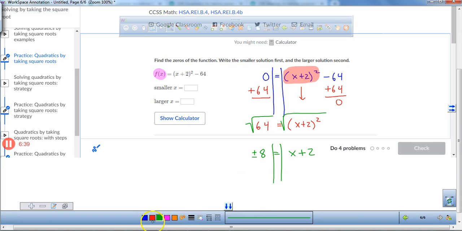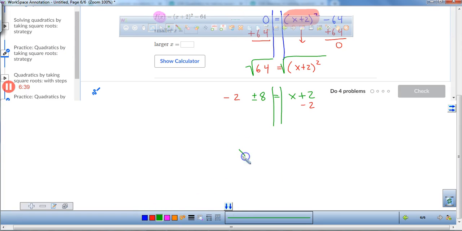And the last thing we do is we simply take away 2 from this side and we take away 2 from this side. Alright, so how do I come up with both of my answers? So here we go. We have x equals a plus or a minus 8, and we're having to do what? We're having to take away a 2. So how do we come up with two answers out of that?